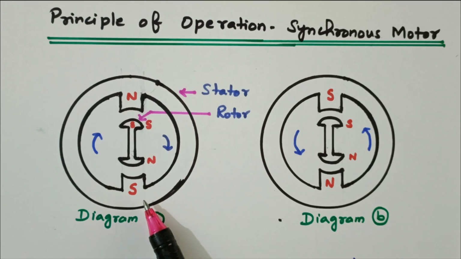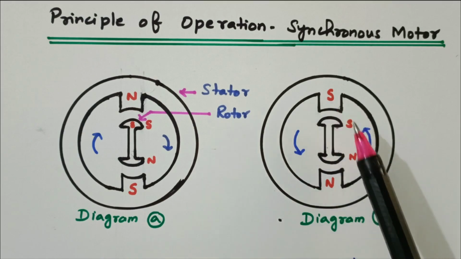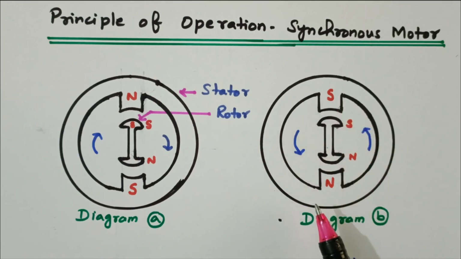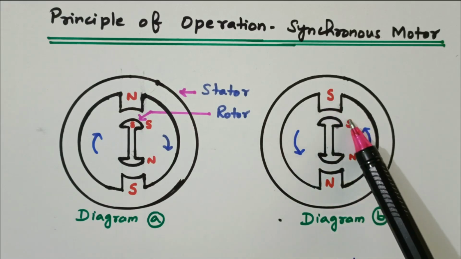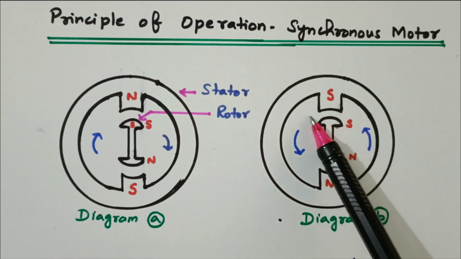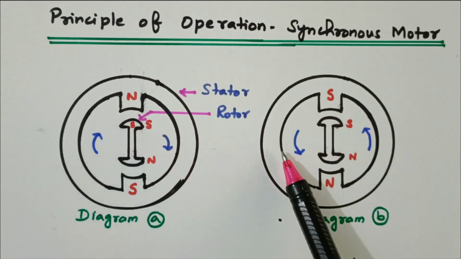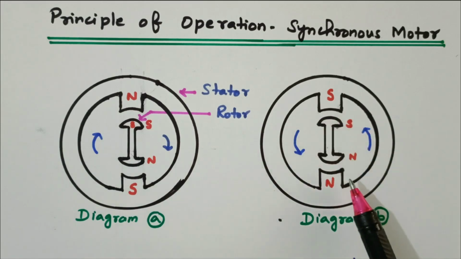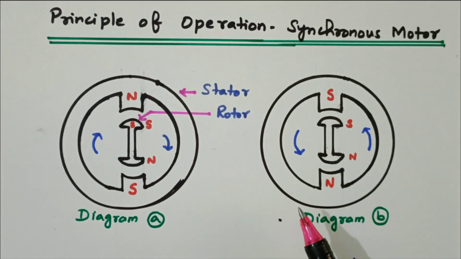After some time, because of the 3-phase supply, an S pole is created at the top and an N pole at the bottom. Now what happened? These two poles repel each other, and these two poles also repel each other because of the same pole. So it will start rotating in the anti-clockwise direction. Initially clockwise, now anti-clockwise. So the motor will not be able to rotate and uniform torque will not be produced. For this reason, the synchronous motor is not a self-starting motor.